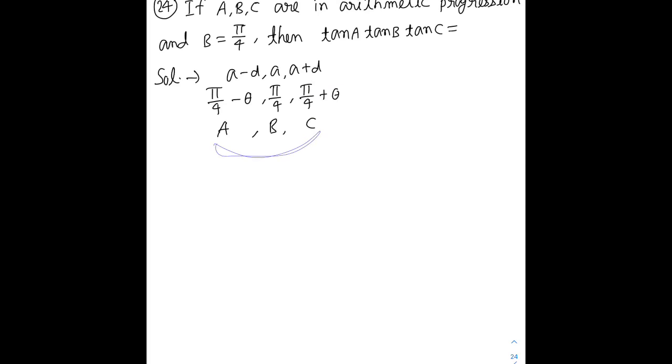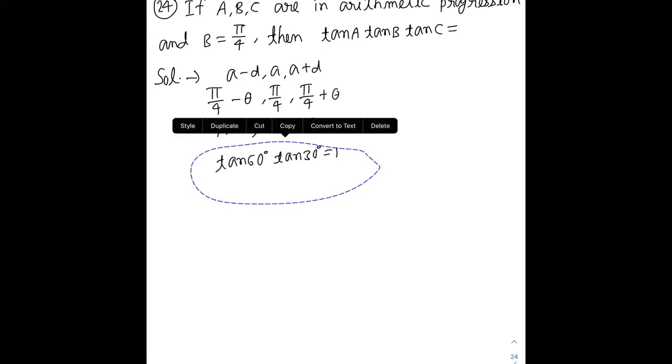So whenever two angles are complementary, here angle A and angle C are complementary, then the product of their tan would be nothing but 1, right? You can take any example. For example, if you take tan 60, tan 30, the angles are complementary, 60 plus 30 is 90, and their product is 1. So it happens whenever two angles are complementary.